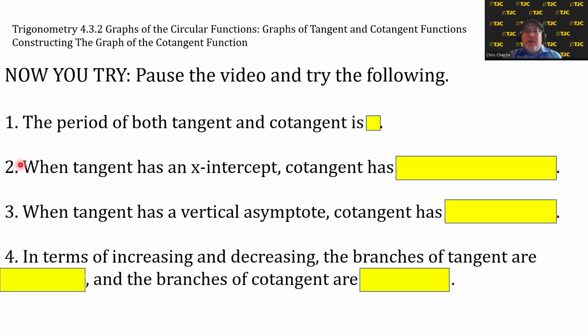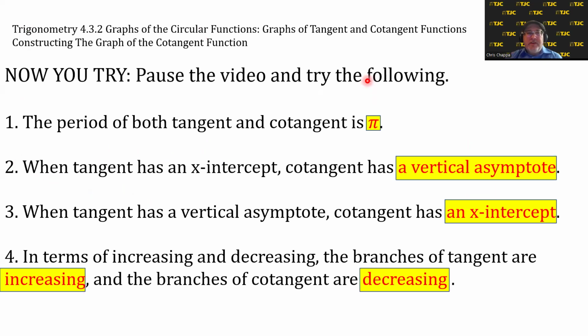Now you try. Pause the video and try the following. Here's your fair warning if you haven't paused the video yet. Solutions in 3, 2, and 1. Same periods. Asymptotes and intercepts switch places. Tangent branches are increasing. Cotangent branches are decreasing.